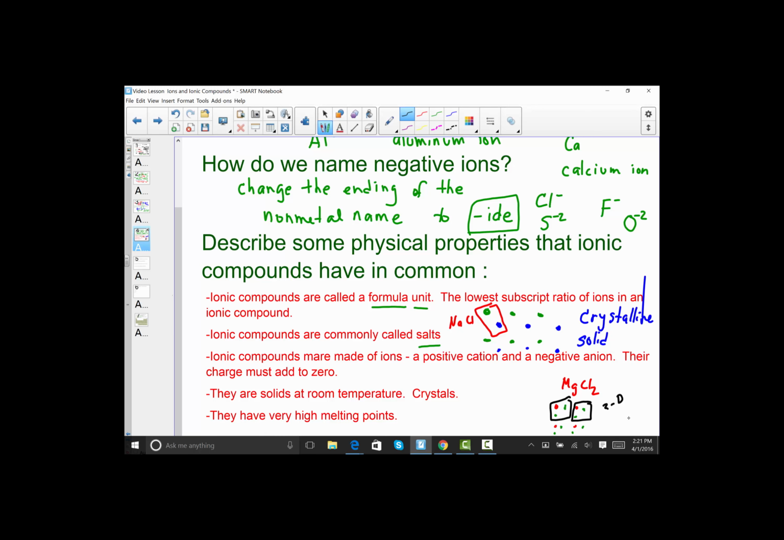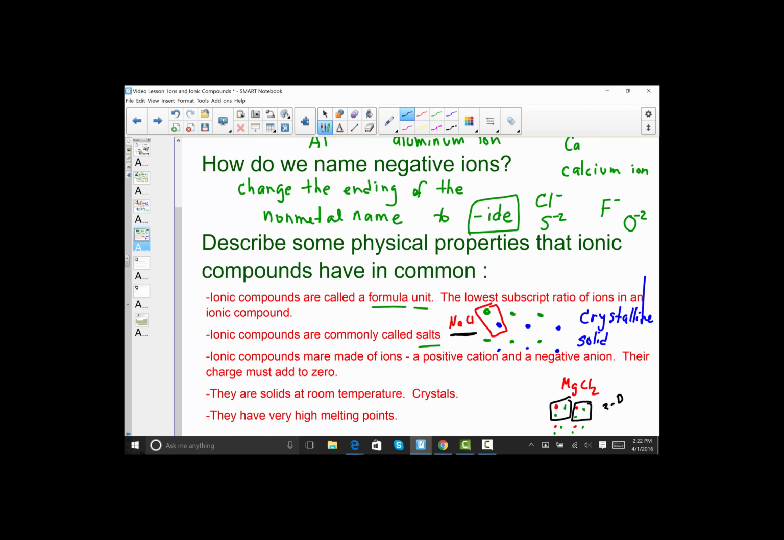Ionic compounds are called formula units. The lowest subscript ratio in the ions is called that formula unit. So make sure that when we're writing formulas for ions, we write them with the lowest subscript ratio possible. They're commonly called salts. Ionic compounds are made of ions.